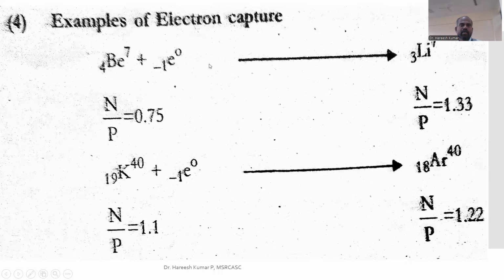Then an example of electron capture: beryllium, when it undergoes electron capture, is converted into lithium. The N by P ratio for beryllium is 0.75 and for lithium is 1.33. Similarly, potassium, when it undergoes electron capture, is converted into stable argon 40. The N by P ratio for potassium 40 is 1.1, and for argon it is 1.22.